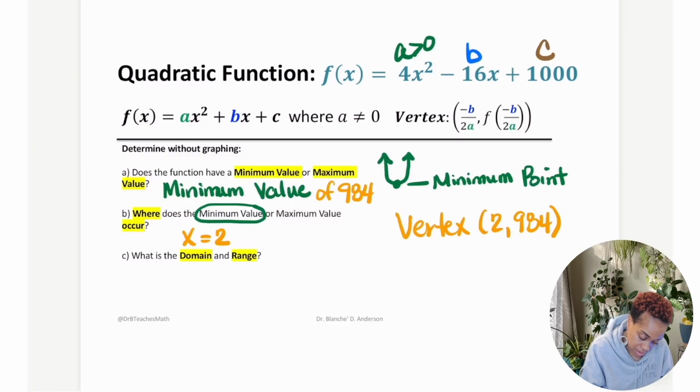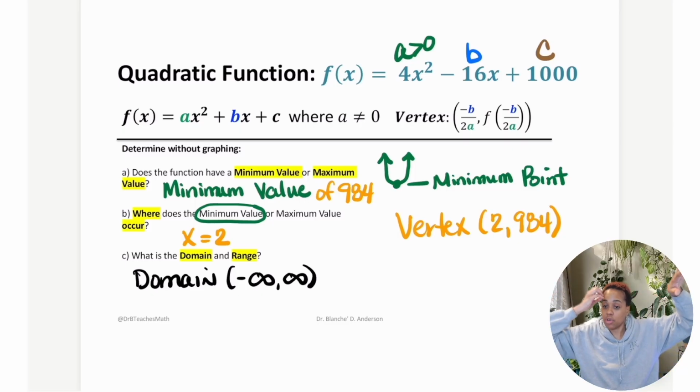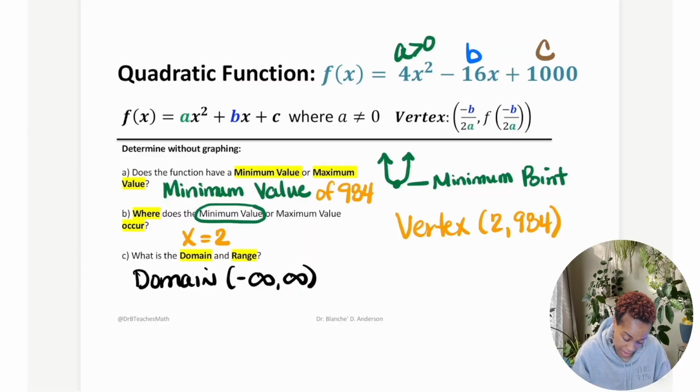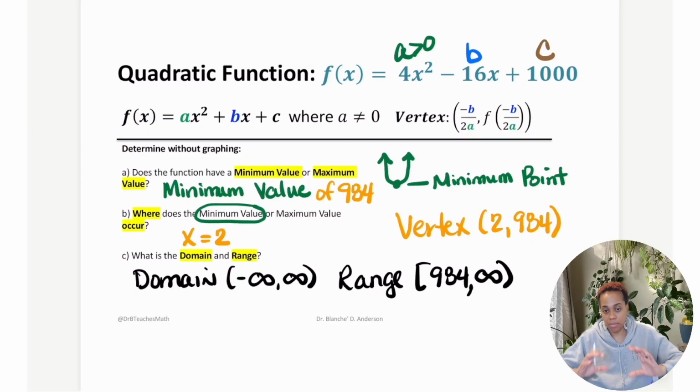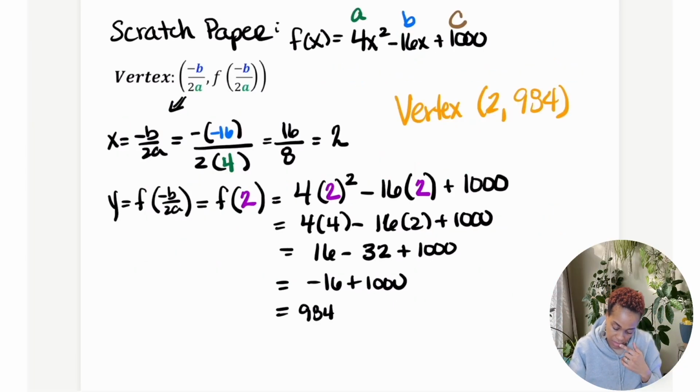The domain of all quadratic equations, we said this at the very beginning, is negative infinity to infinity, because the arms go up. You don't know where those arms stop, right? And then the range is where does it start and where does it end up. The range starts at 984 and goes to positive infinity, because 984 is the minimum value, and it's going to shoot up because the graph goes up. Easy? I hope this is easy.